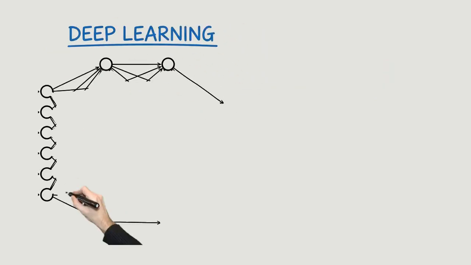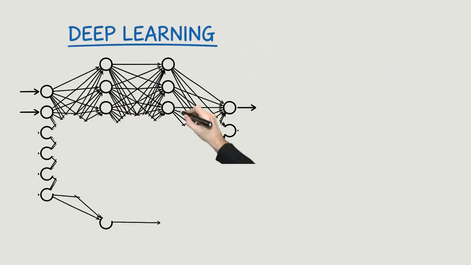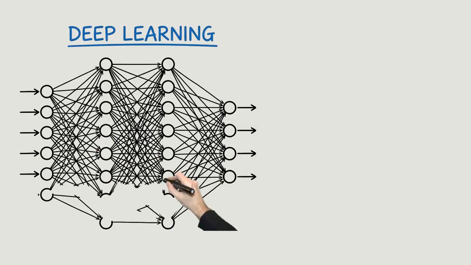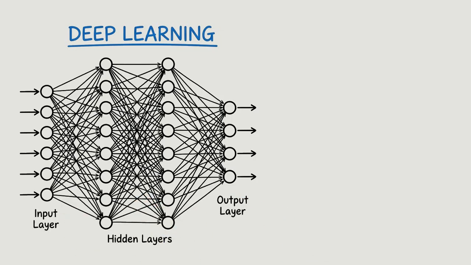Deep learning is a subset of machine learning that uses large neural networks with many layers. It's especially good at images, audio, and text because it learns useful features automatically from raw data.